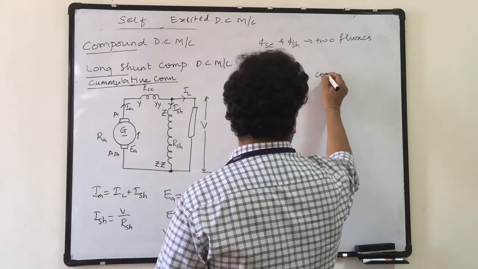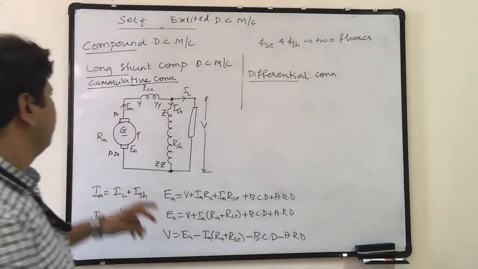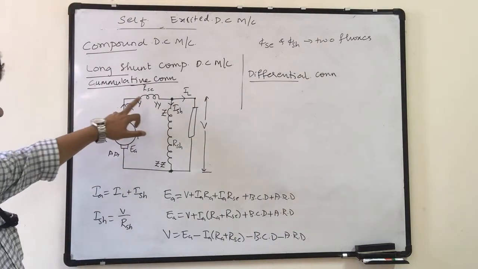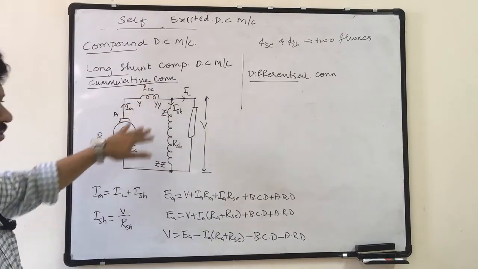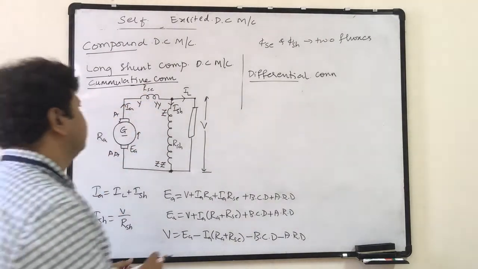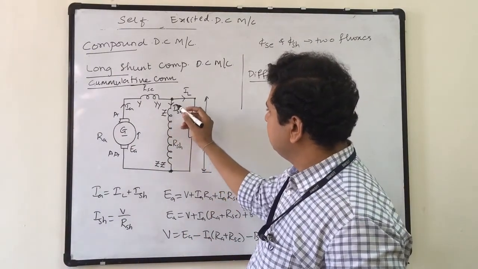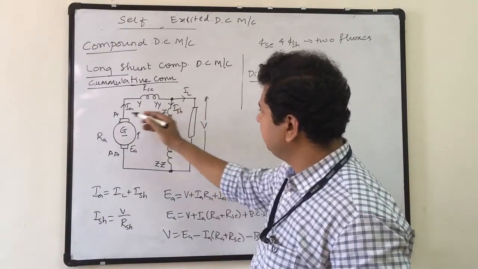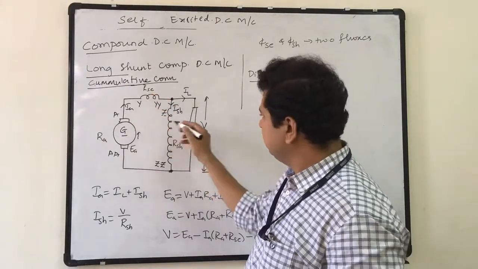Differential connection, long shunt itself. Long shunt in the sense, series winding will be in series with the armature and the shunt winding will be in parallel with both this combination. That is long shunt. Short shunt in the sense, shunt field winding will be in parallel with the armature, and the series field winding will be in series with this parallel combination.